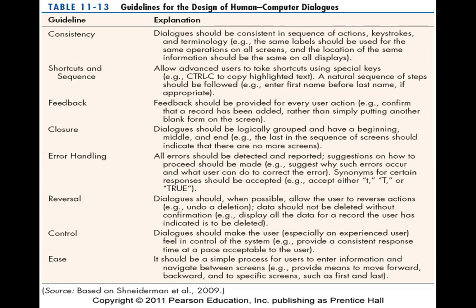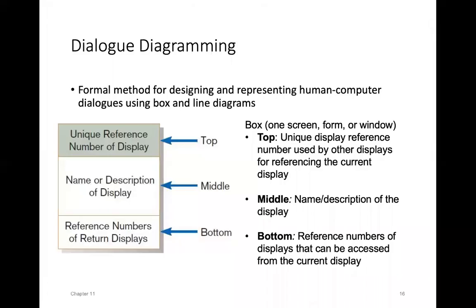And then finally, ease, easy to use and navigate. So easy to enter information and move between screens. You put that all together and you'll have a very well designed level of dialogue interaction. We have this thing called dialogue diagramming, which is a formal method for designing and representing the dialogues. We use box and line diagrams. So essentially, we can replicate the interactions between different dialogues.